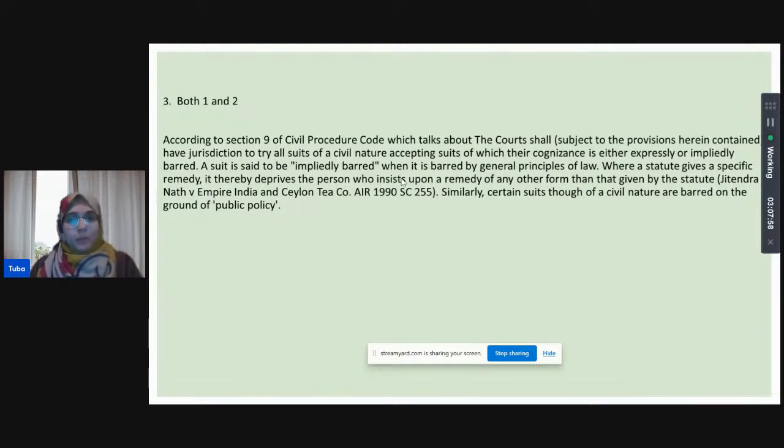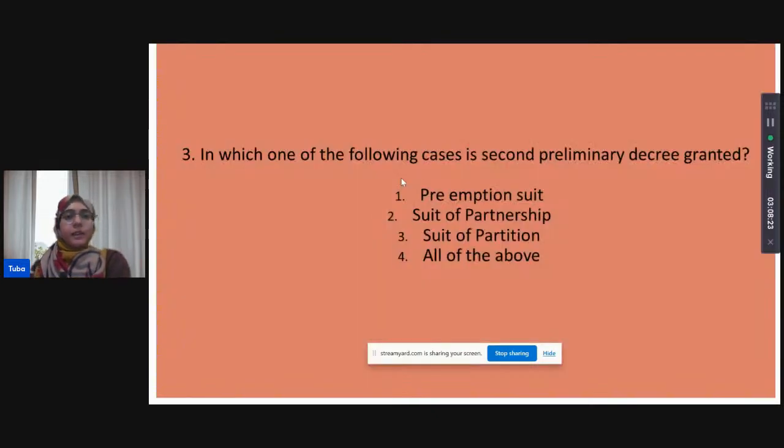So, being barred by public policy because certain suits are of civil nature, and in them there are certain bars due to the nature of public policy, right? And then certain suits are barred by general principles of law. Both are consistent and included in the broad ambit of being impliedly barred. So both 1 and 2 are correct and understood to be impliedly barred under CPC. Next question.